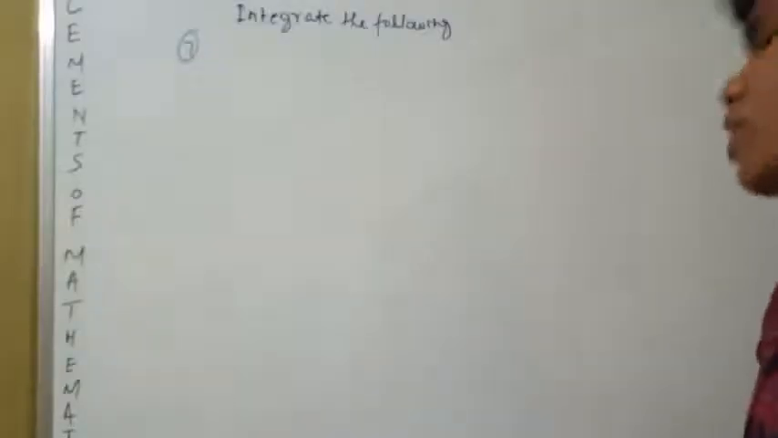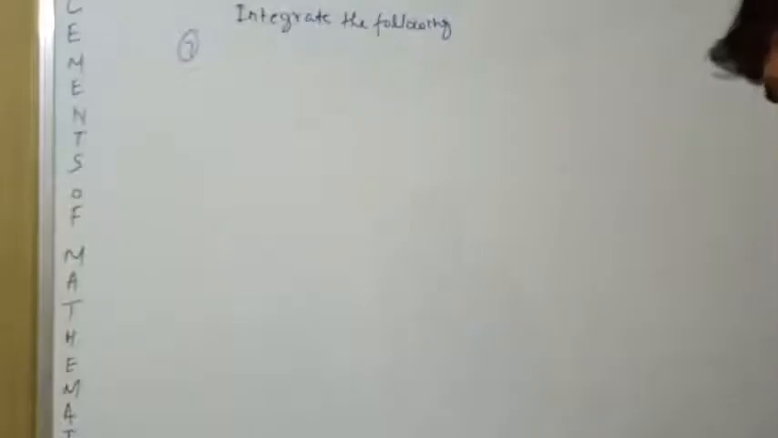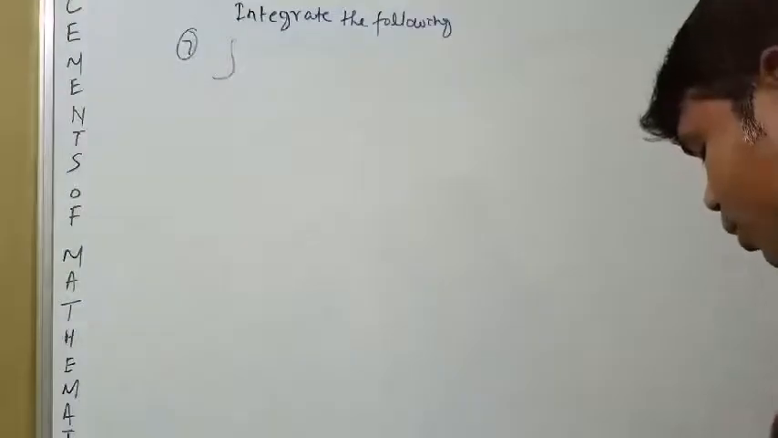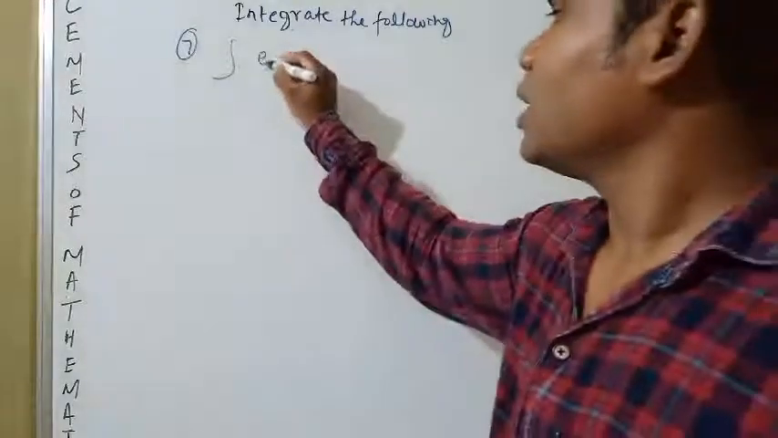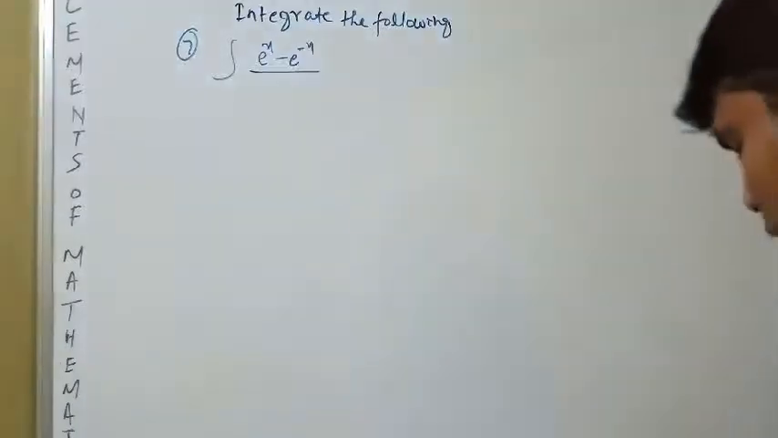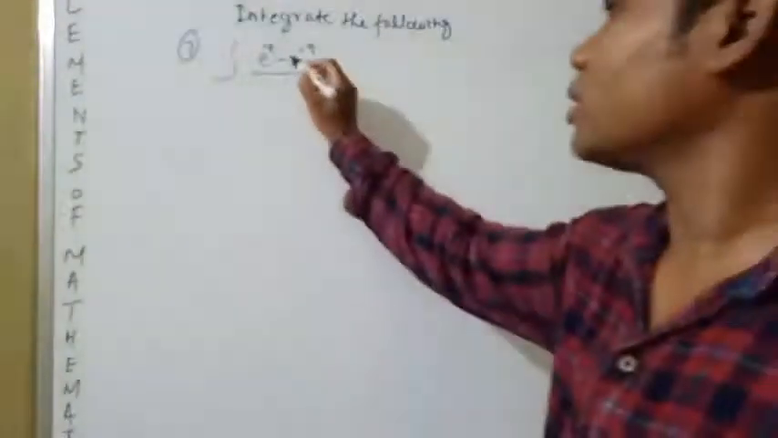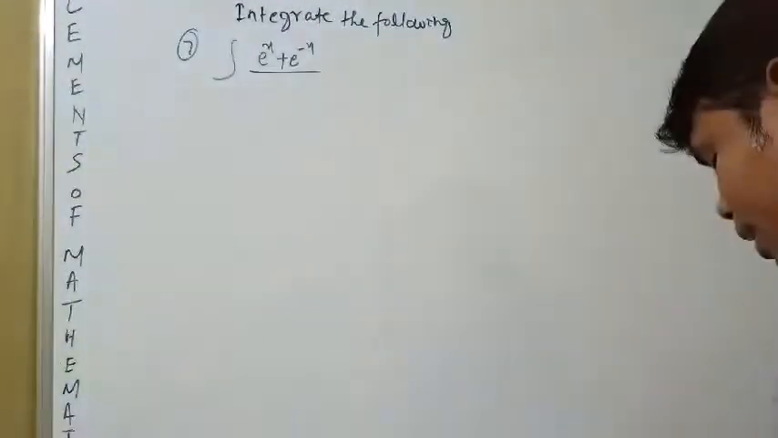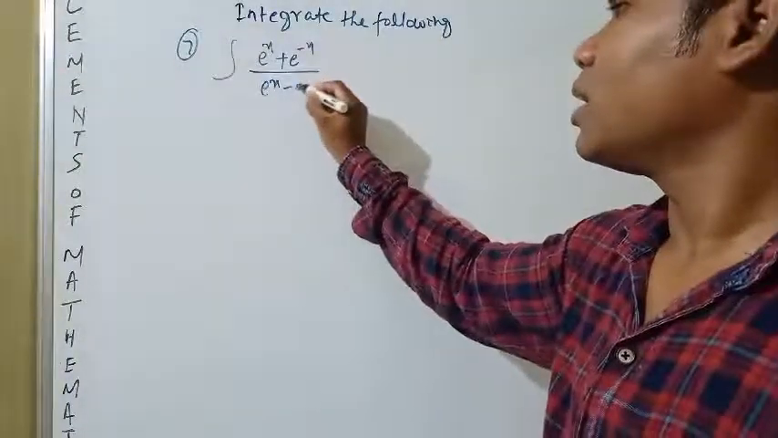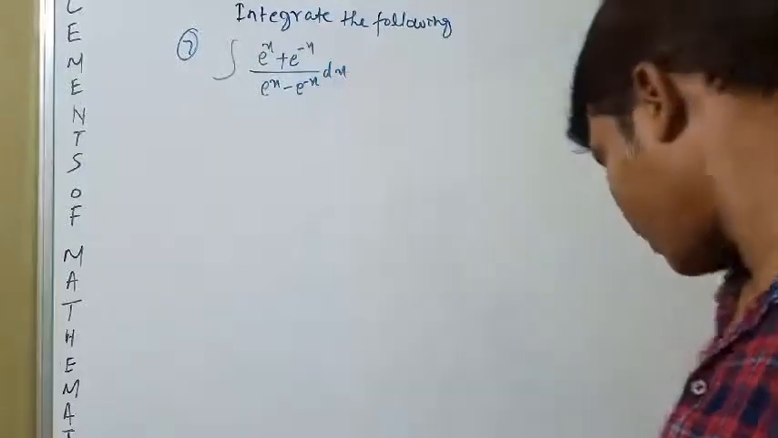You see question number 7. The first part is integration of (e^x + e^-x) divided by (e^x - e^-x) dx.